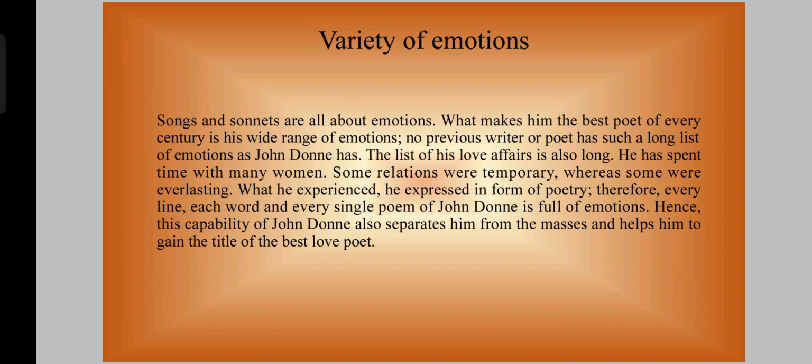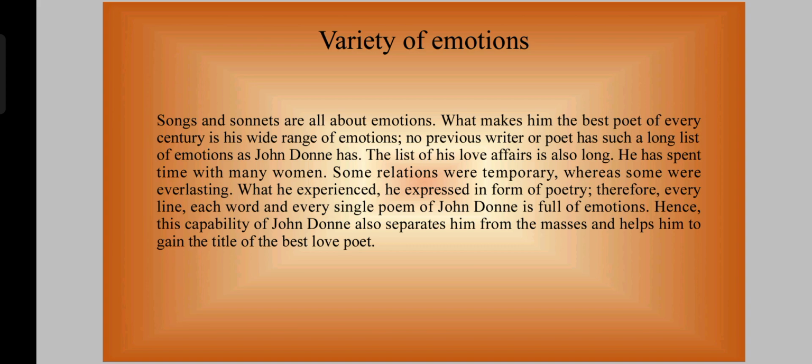Next is variety of emotions. Songs and Sonnets are all about emotions. What makes him the best poet of every century is his wide range of emotions. No previous writer or poet has such a long list of emotions as Donne has. So, the list of his love affairs is also long. He has spent time with many women. Some relations were temporary, whereas some were everlasting.